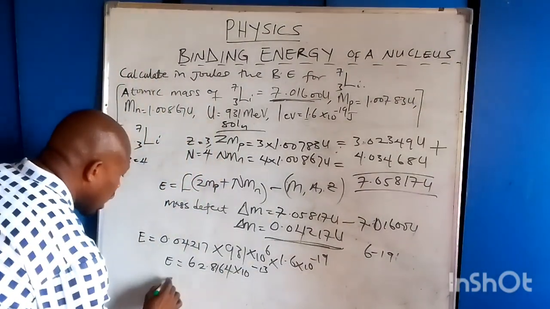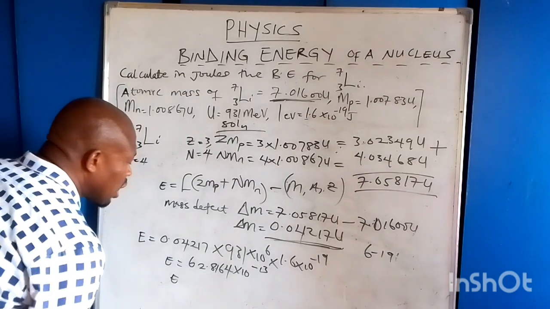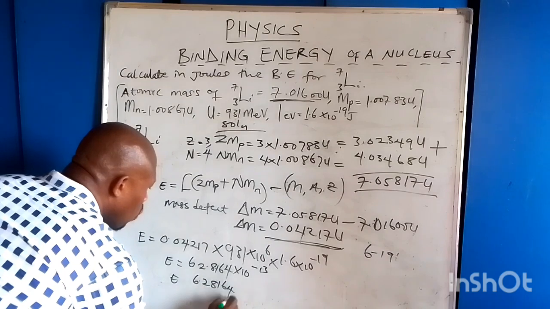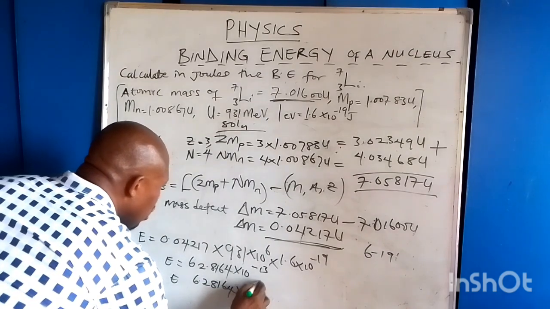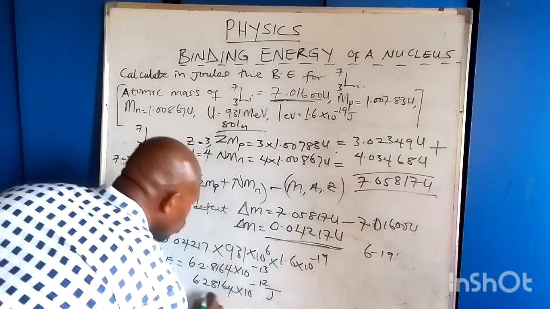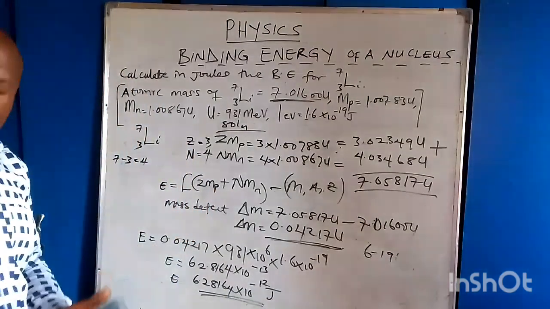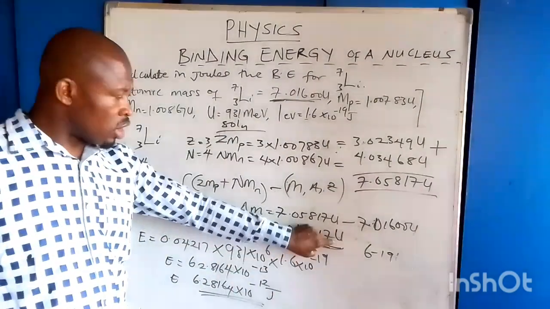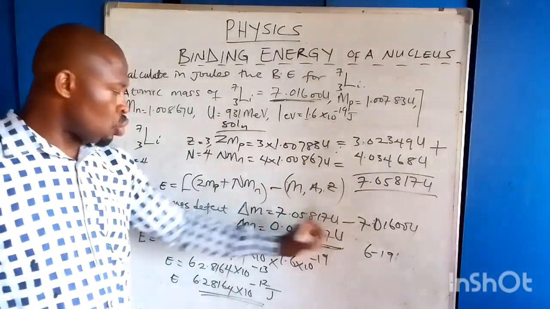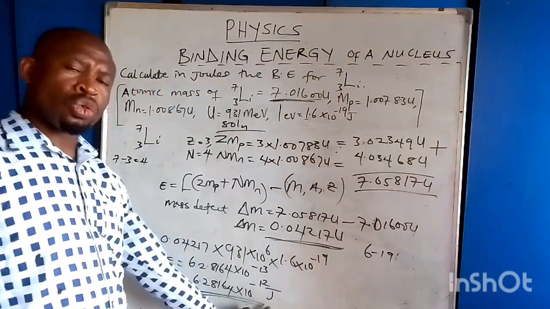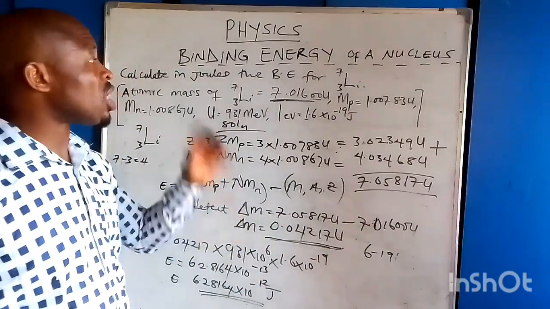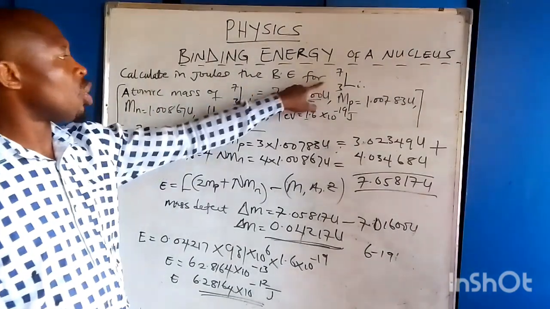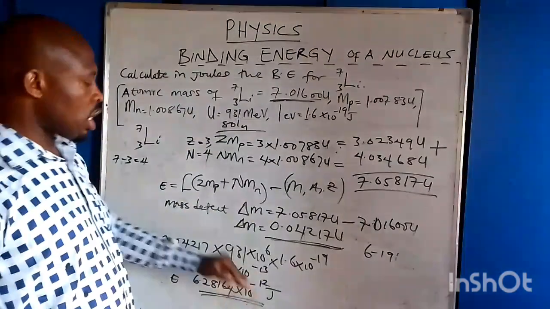So this is our final answer. We put this in standard form, which gives us 6.28164 times 10 raised to power minus 12 joules. So this is our answer. In the exam, be on the lookout. If they stop here, you stop here and put U. If they continue up to joules, you continue up to joules. From the question, they say calculate in joules the binding energy for lithium, so this is our final answer.